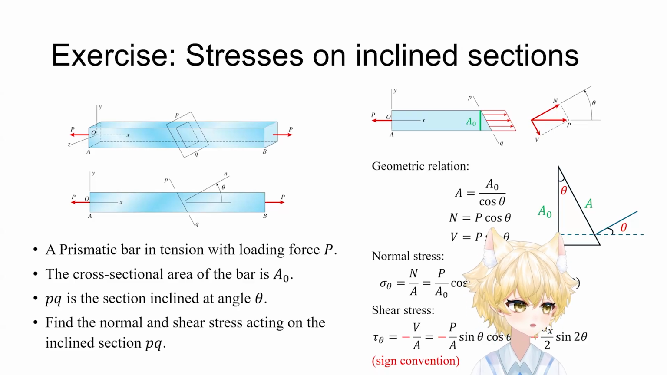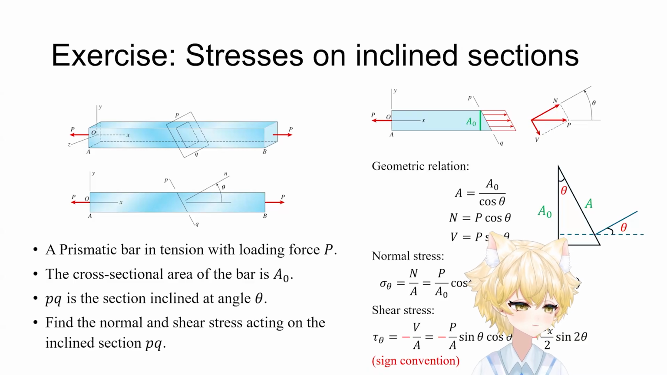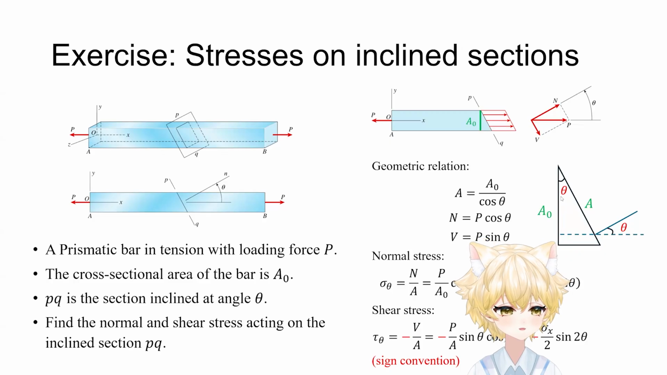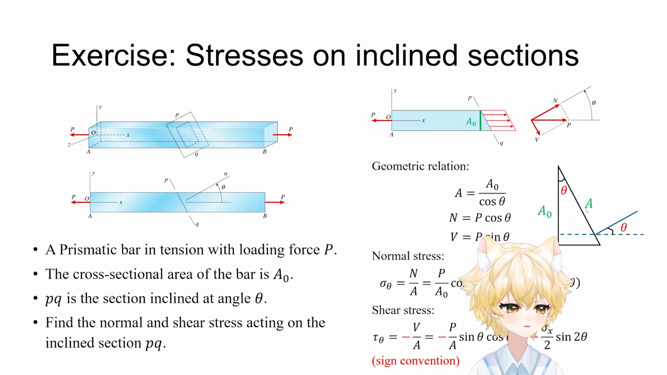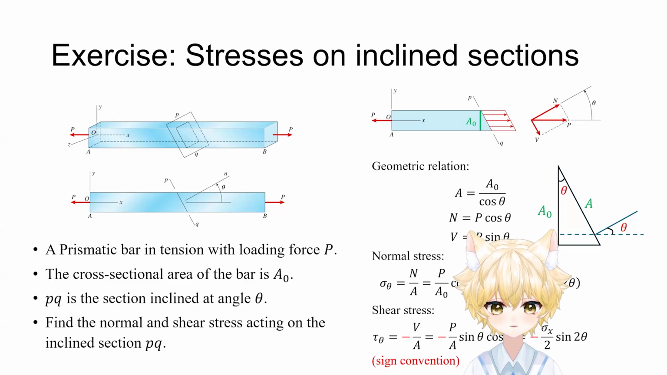Why? Look at the triangle, the black triangle on the screen, right? The vertical line has a length of A0. Oh, sorry, the area as A0. You know that A0 over A is actually equals cosine theta. Therefore, you can calculate A equals A0 over cosine theta, right? Since cosine theta is always smaller than 1, therefore, the area A has increased.